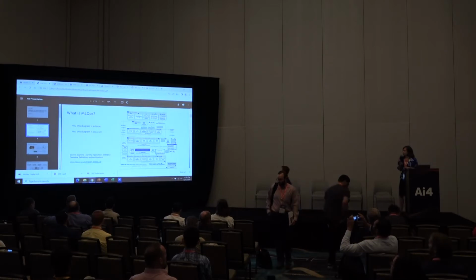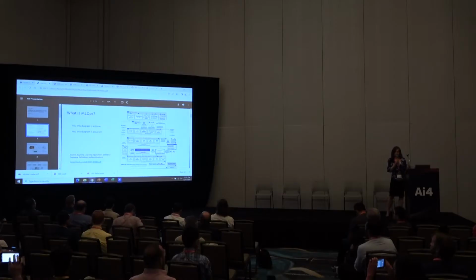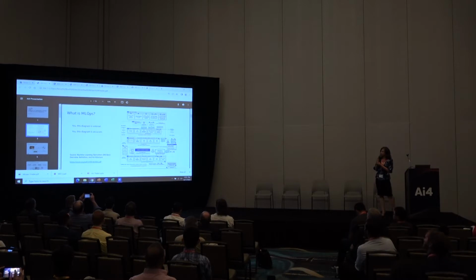Okay, so I like to start with this diagram because it's pretty intense, but it's also pretty accurate, right? So I'm trying to set the table so we can have a common understanding of what is MLOps, which I think most of you in the audience probably do know, so then we can talk more specifically about some of the challenges you might face if you're in a really large organization. And this is from a recently published paper, I think it was earlier this year, called Machine Learning Operations Overview, Definition, and Architecture. I highly recommend it.